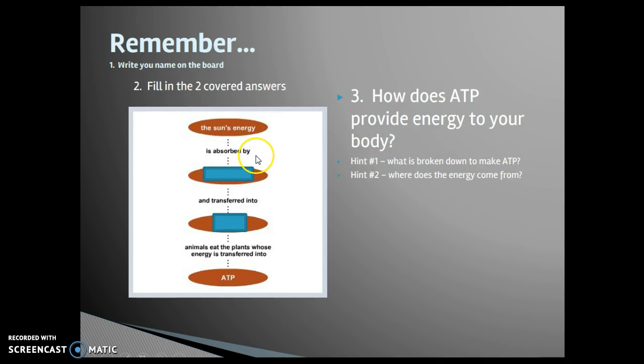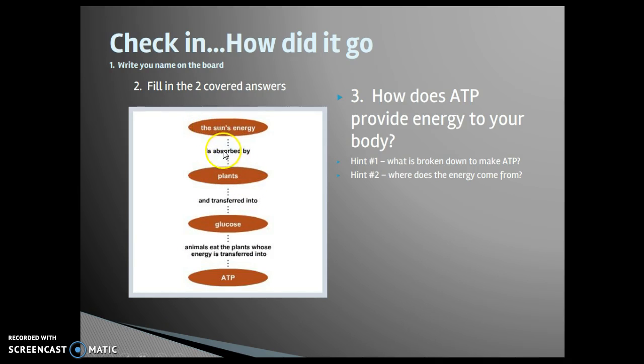The sun's energy is absorbed by, transferred into, and animals are going to eat the plants whose energy is transferred into ATP. So the sun's energy is absorbed by and transferred into. If you said plants for the first one, the sun's energy is absorbed by plants and transferred into glucose. Animals eat the plants whose energy is transferred into ATP.